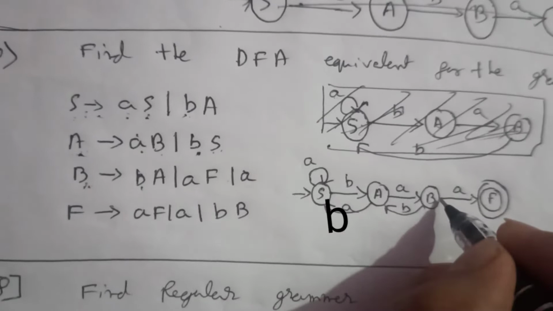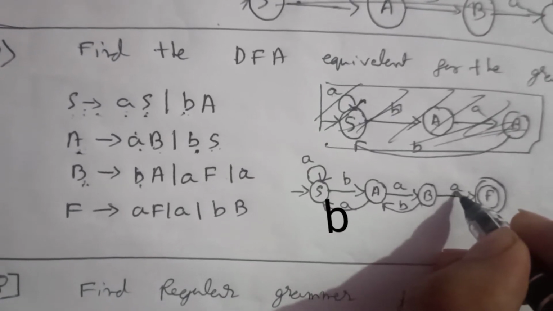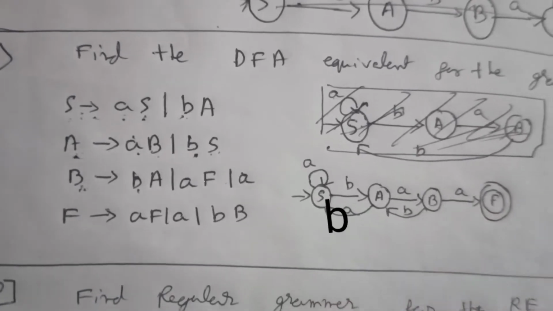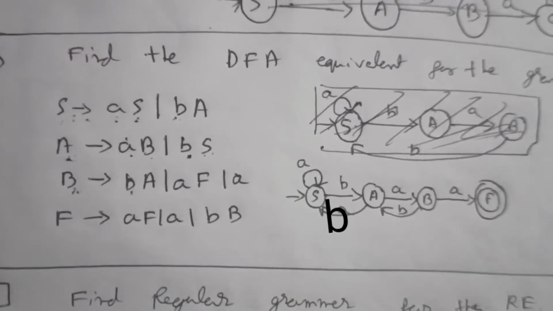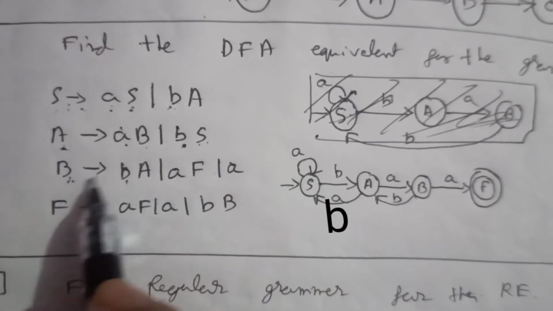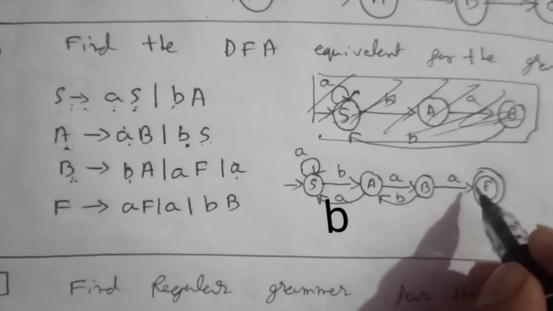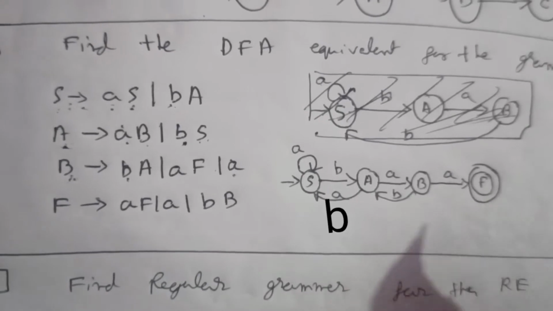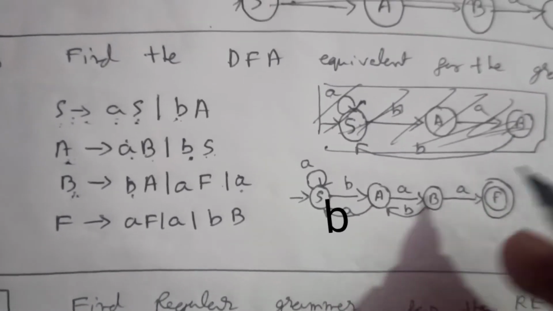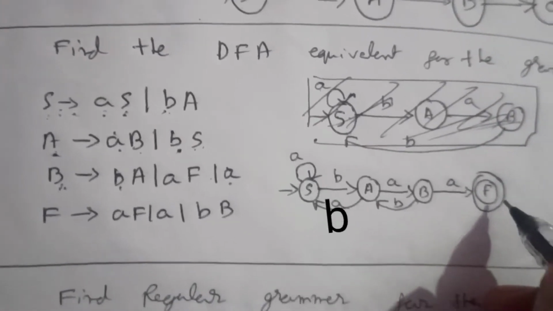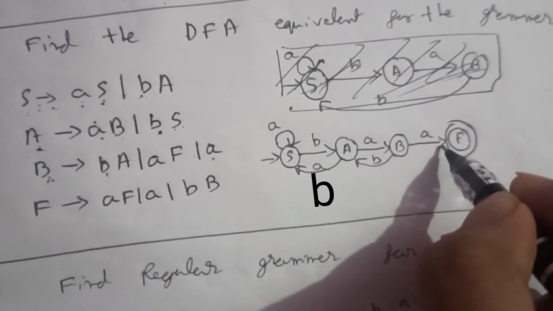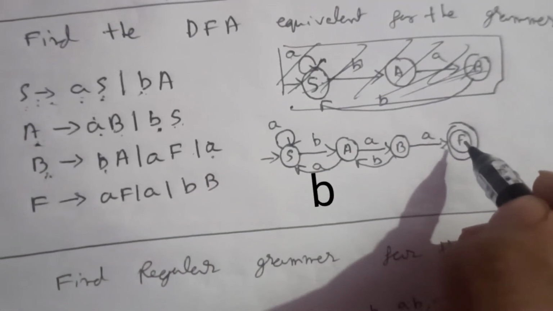So it can finish after just reaching F, or it can also have some other new loops and transitions after reaching F. So from B, if it has only the symbol a, then it will be finished. So it is accepted. It may also have some other alphabets in the string, but it can also be finished after having just a single a. So that means F is the final state.